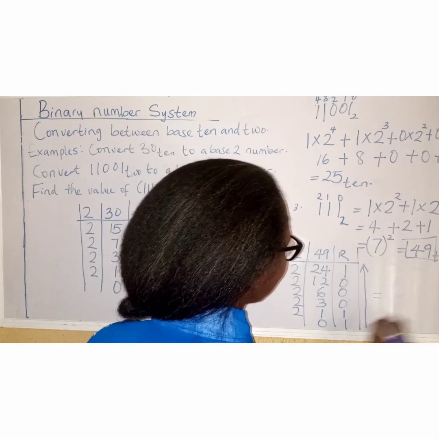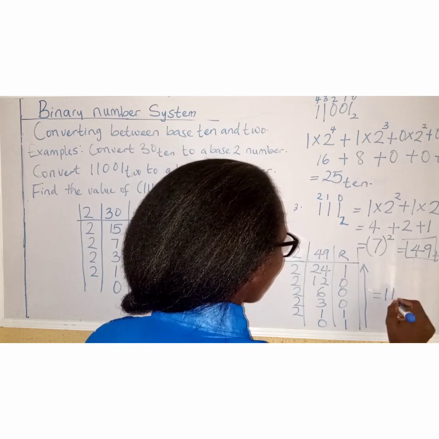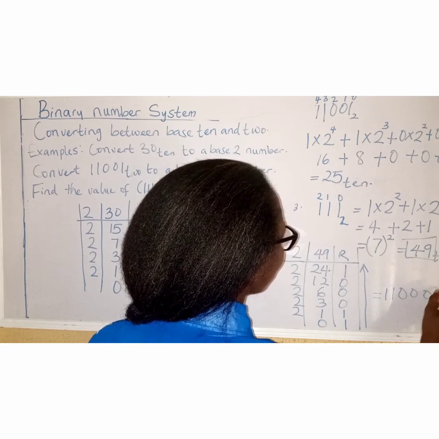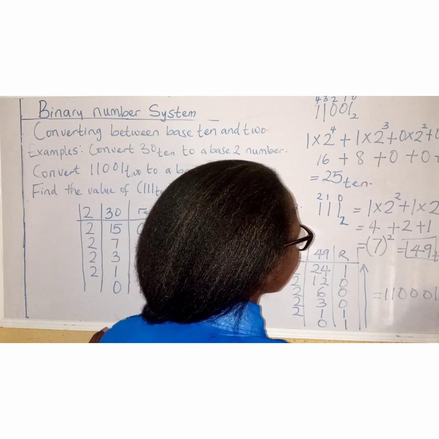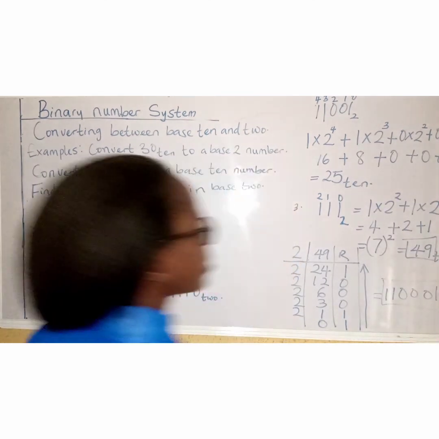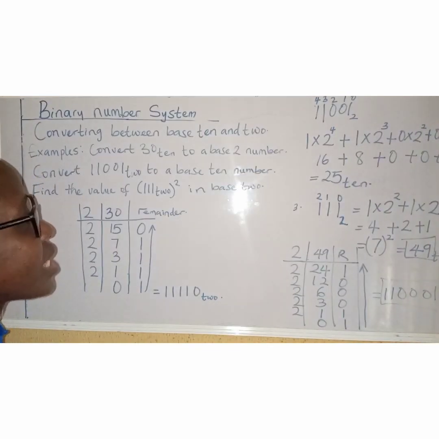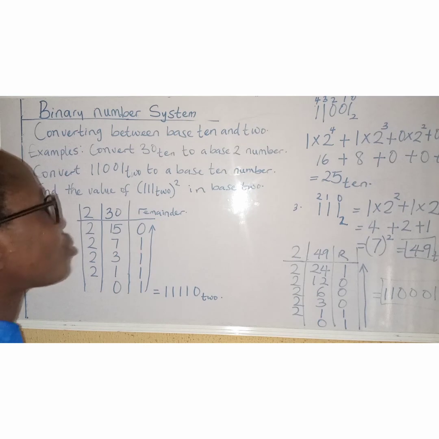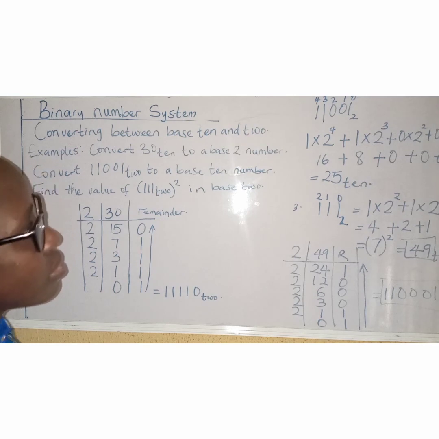So your final answer here is what? 110001 base 2. Final answer. We've been able to do justice to these 3 questions. We started with how to expand, and then we've ended up with how to solve it. Thank you so much.